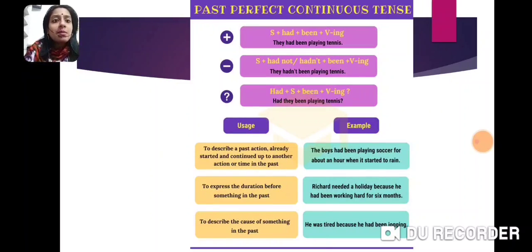To describe a past action already started or continued up to another action or time in the past. For example, the boys had been playing soccer for about an hour when it started to rain.